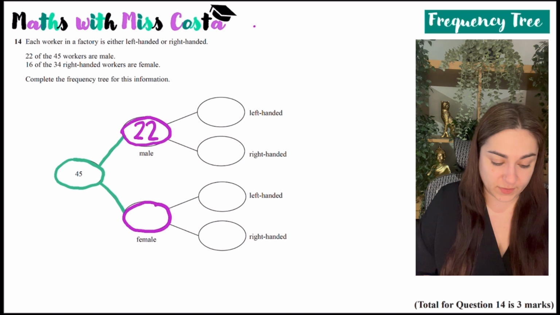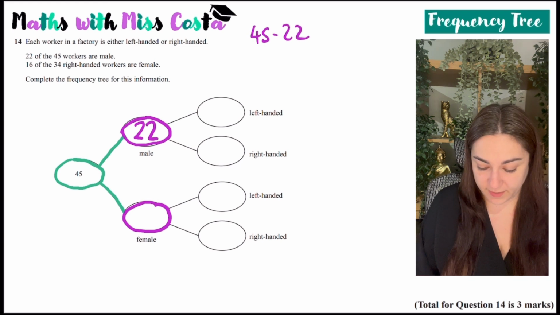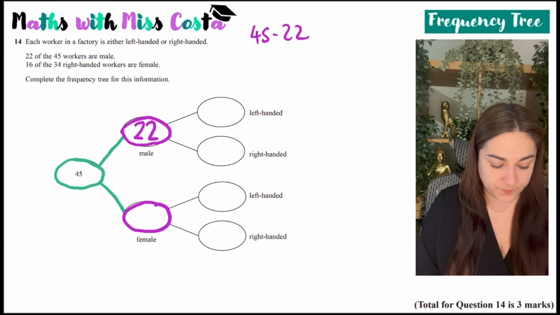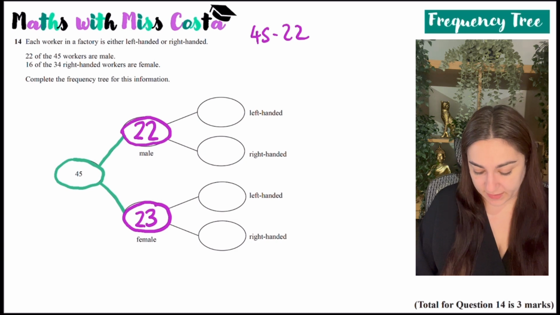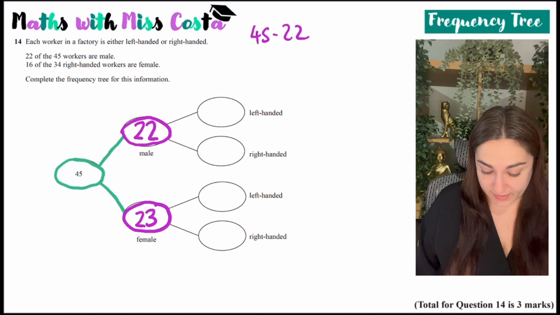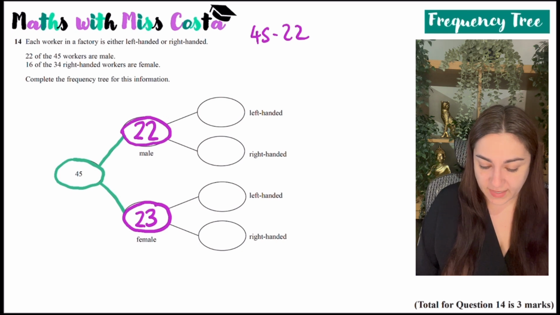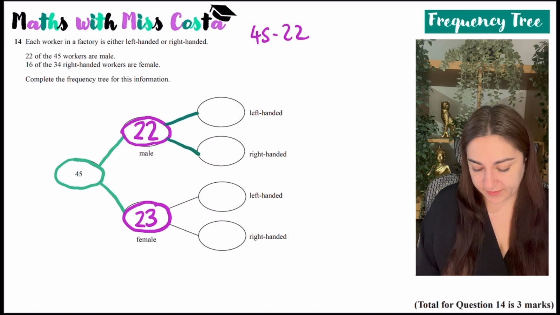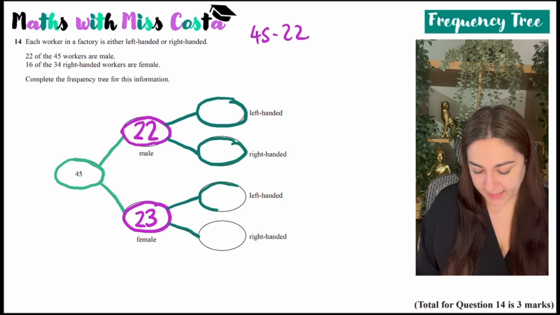So what I could do is I do 45 take away 22, and that leaves me with 23. So I now know that there are 23 females. Again, the same thing happens. These two branches are going to have to add up to make 22, and these two branches here are going to have to add up to make 23.